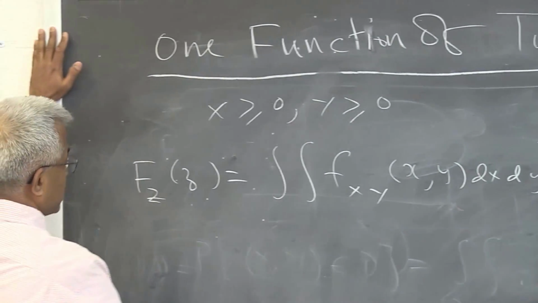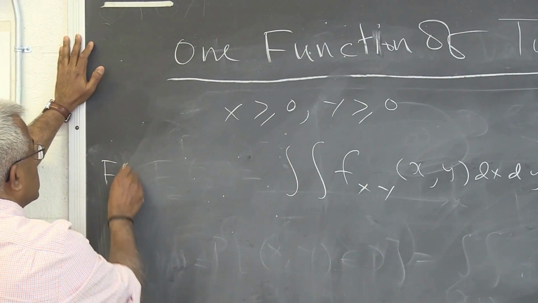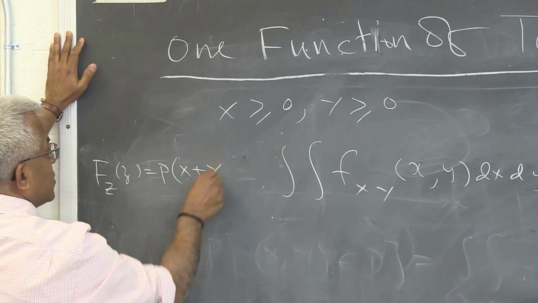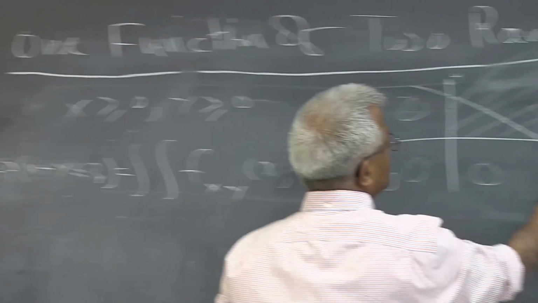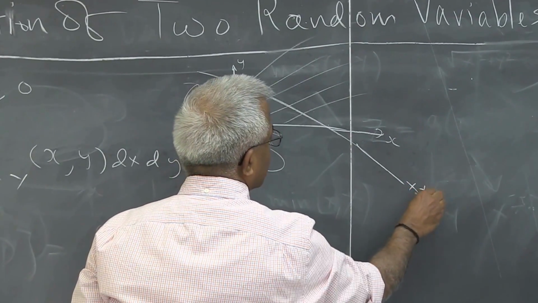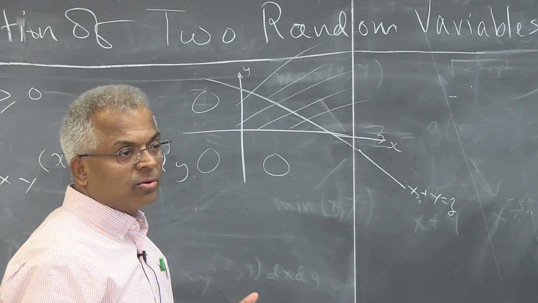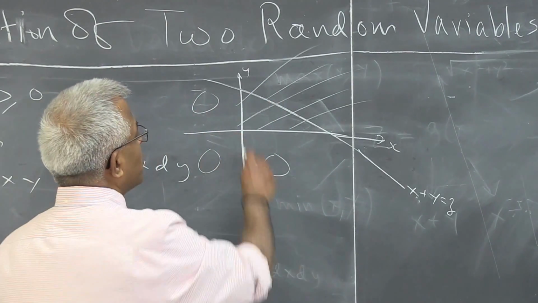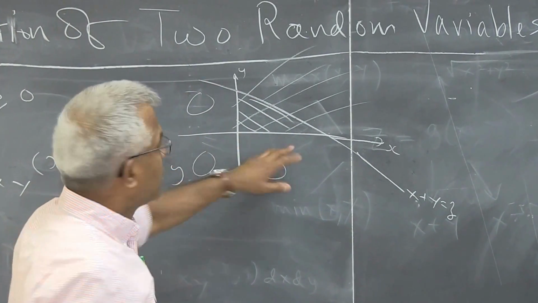FZ(z) is of course the probability of Z less than or equal to z. Z is X plus Y, so X plus Y less than or equal to z. X plus Y equal to z is this line. So where is the region X plus Y less than or equal to z? You only need to integrate within the triangle because there is nothing to integrate here, here, here. So how will you integrate it? What will be the limits here?